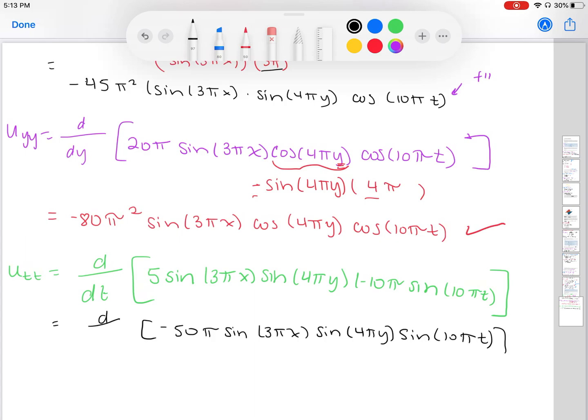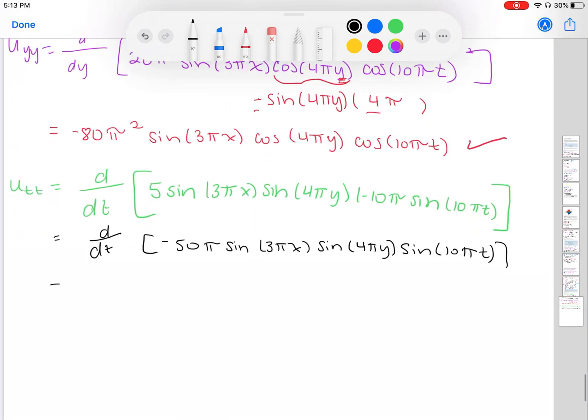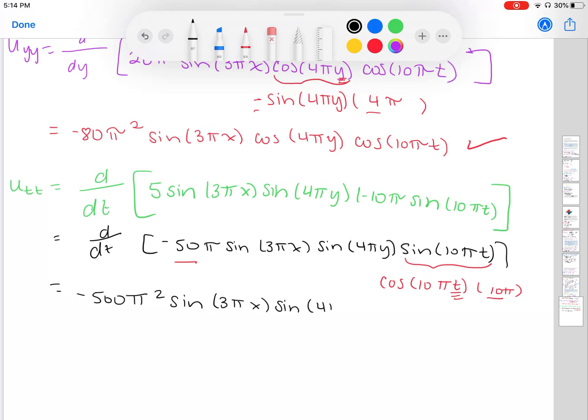Okay, now let's go ahead and take the derivative in terms of t for our second derivative. So our t is only here. The derivative of sine is cosine, so I have cosine of 10 pi t times the derivative of t, which is 1, 10 pi. So 10 times negative 50 is negative 500, and pi times pi is pi squared, of sine 3 pi x times sine of 4 pi y times cosine of 10 pi t.